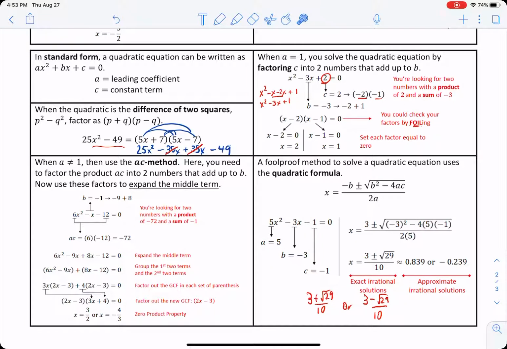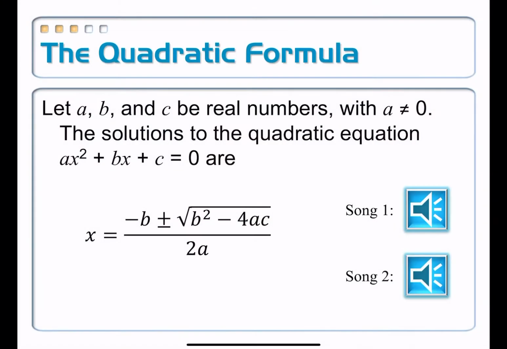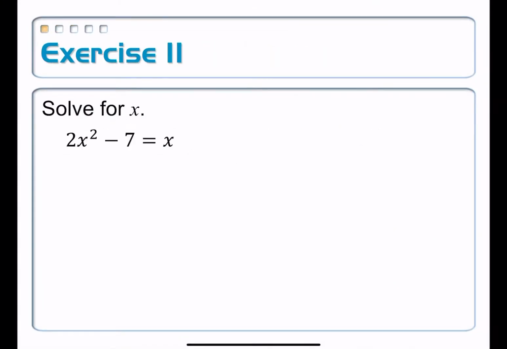Okay, so let's try an example on our own, right? And that one is right here. We have 2x squared minus 7 is equal to x. It's a quadratic for sure. We can recognize them by now. We have an x squared term.